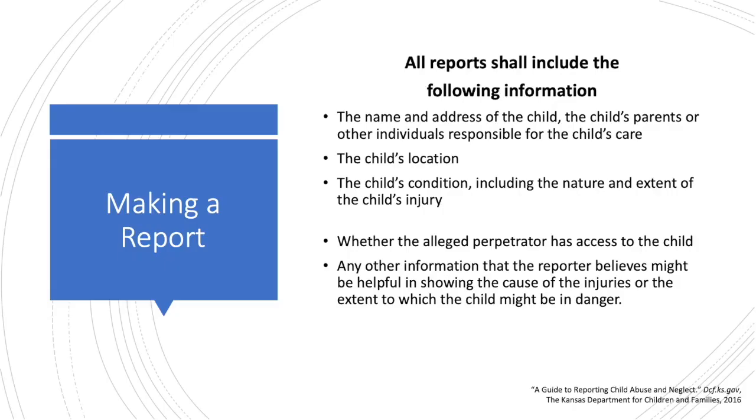All reports shall include the following information: the name and address of the child's parents or other individuals responsible for the child's care, the child's location, the child's condition, including the nature and extent of the child's injury, whether the alleged perpetrator has access to the child, any other information that the reporter believes might be helpful in showing the cause of the injuries or the extent to which the child might be in danger.